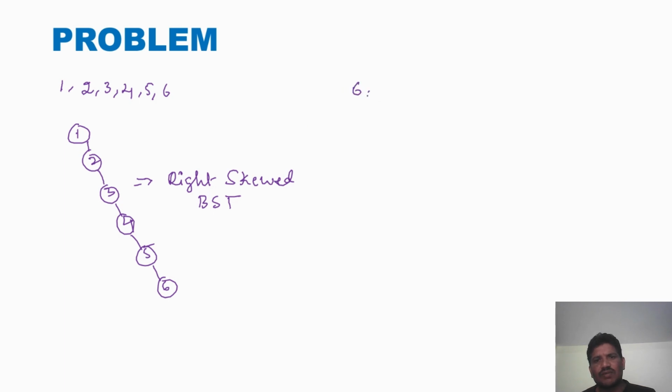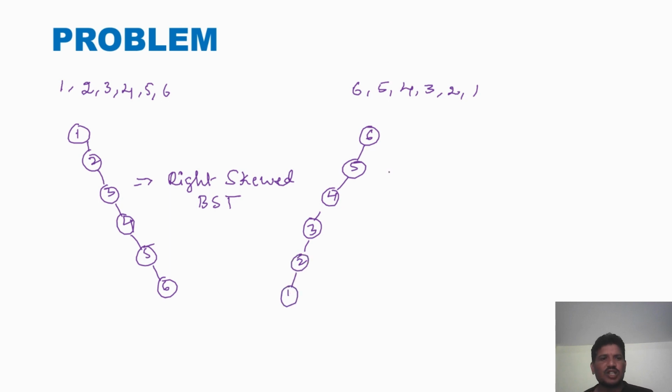If we have it like this, 6, 5, 4, 3, 2, 1, then how are these elements inserted? The 6 will become the root node. Then 5 is the left child because 5 is less than the 6. Then 4, then 3, then 2, then 1. Okay, these types of trees are called what? Left skewed binary search tree. Got my point?